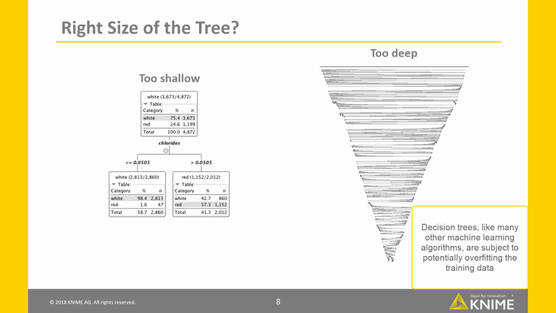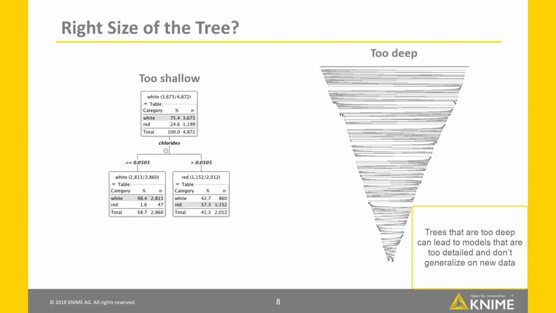Decision trees, like many other machine learning algorithms, are subject to potentially overfitting the training data. Trees that are too deep can lead to models that are too detailed and don't generalize on new data. On the other hand, too shallow trees might lead to too simple models that don't fit the data. You see, the size of the decision tree is of crucial importance.